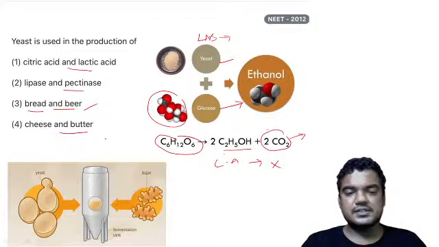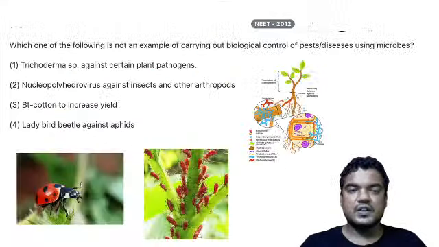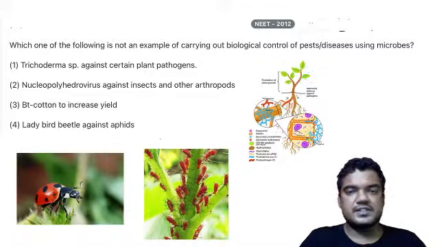In big containers, we grow this yeast in sugar extract, and this sugar becomes ethanol by the metabolic activities of this yeast. Now let us move to the next question.